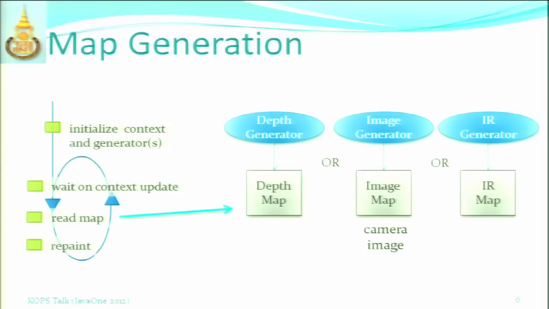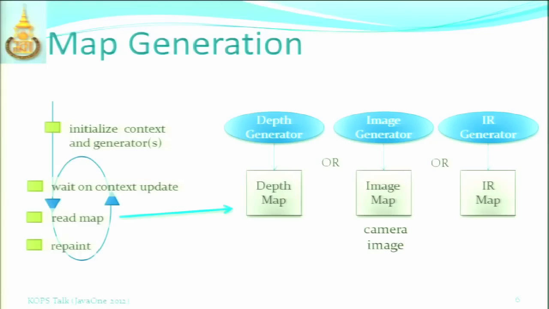The programs are mostly just a loop. What you do before you enter the loop, you have to set up something called a context and generators. Now, there's a whole load of these generators. Image generator, which captures the RGB camera. Infrared generator, which returns the infrared information. And most useful, a depth generator. That's what I'm using to create the grayscale on the chart.